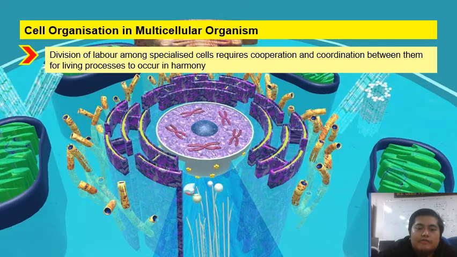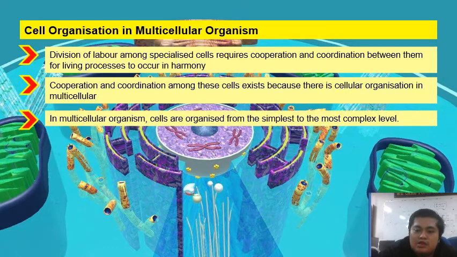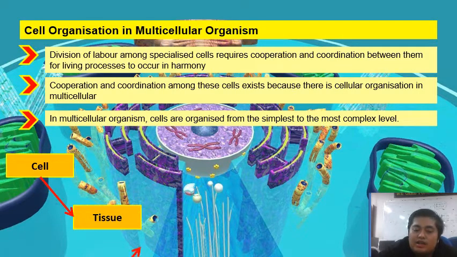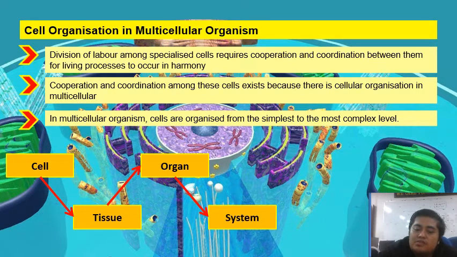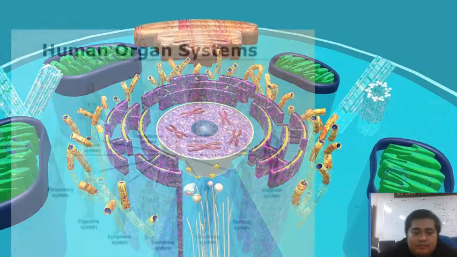So, the division of labor among specialized cells requires cooperation and coordination between them for the living processes to occur in harmony. So, the cooperation and coordination among these cells exists because there is a cellular organization in multicellular organisms. In a multicellular organism, cells are organized from the simplest to the most complex. So, we begin with the cell, followed by tissue, which makes up an organ, organs make up a system, and systems make up a human or organism.